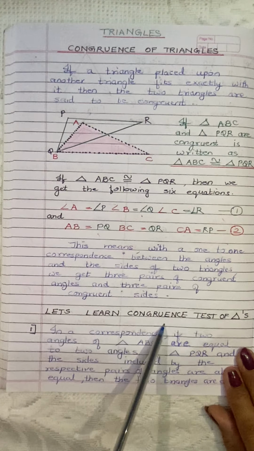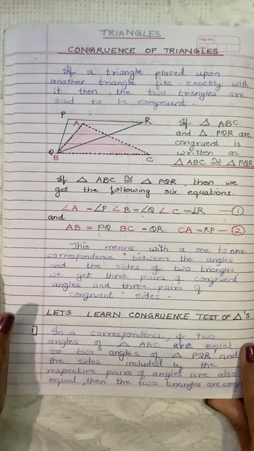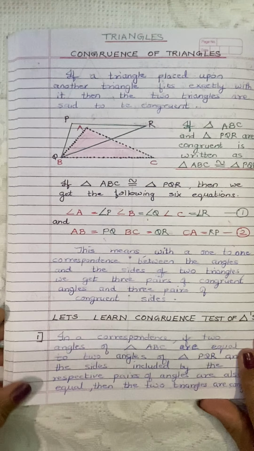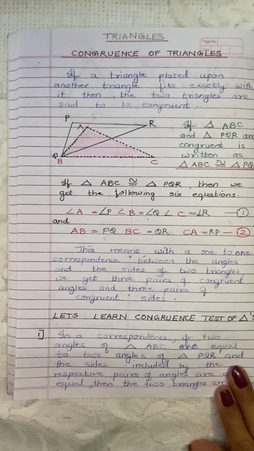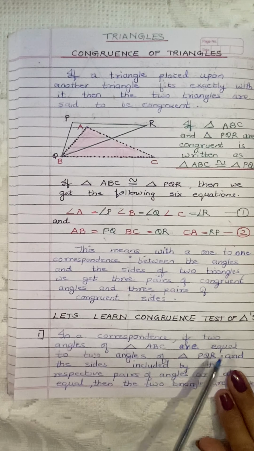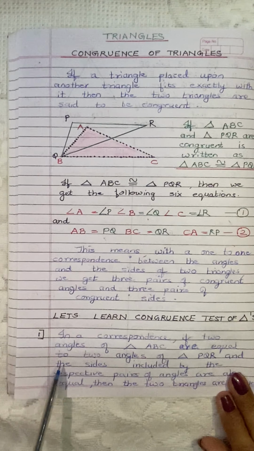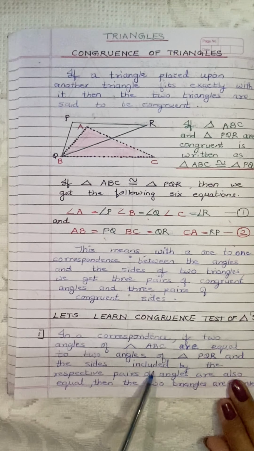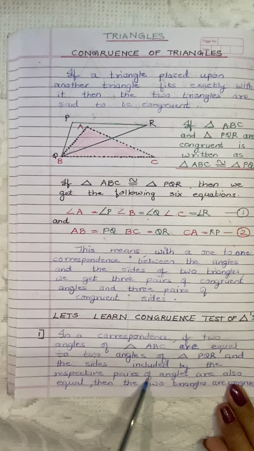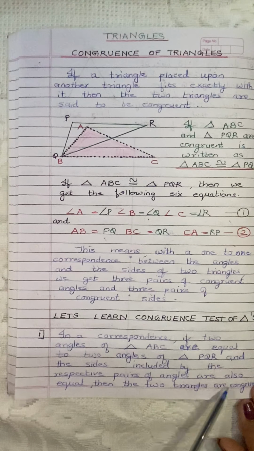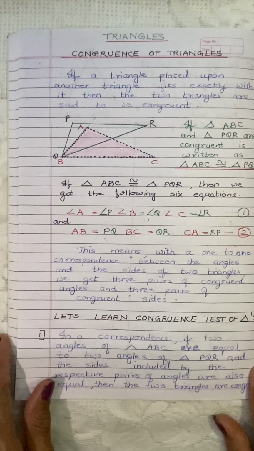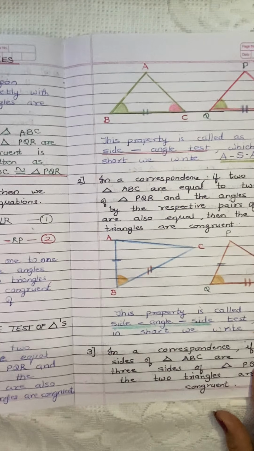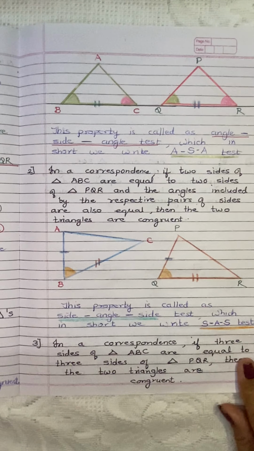Let's learn the congruence tests of triangles. The first one: in a correspondence, if two angles of triangle ABC are equal to two angles of triangle PQR, and the sides included by the respective pairs of angles are also equal, then the two triangles are congruent. If two angles are congruent along with the included side, the two triangles are congruent. Let's understand this with the diagram.